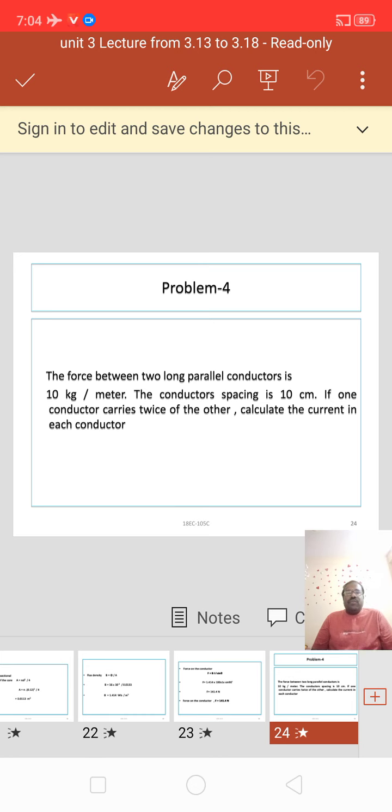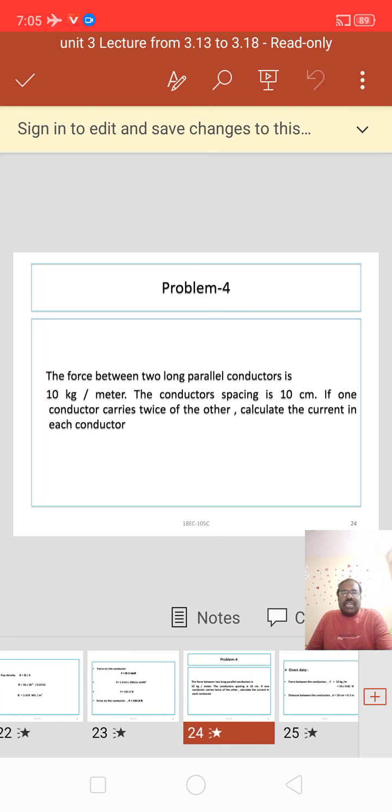Okay, problem 4. The force between two long parallel conductors is 10 kg per meter. The conductor spacing is 10 centimeter. If one conductor carries twice the current of the other, calculate the current in each conductor. It is a typical problem.